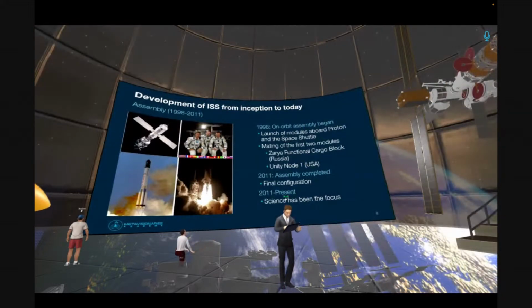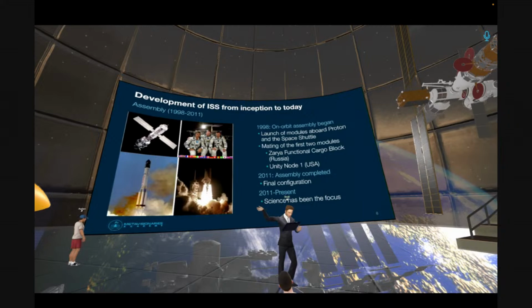So these 2 modules were mated in 1998. The white module on the top is called Zarya. It's the very first piece of the space station launched on a Proton rocket by Russia. And the second piece is the gray piece. It's called the Unity Node 1, and it was launched by the US 1 month later in 1998.